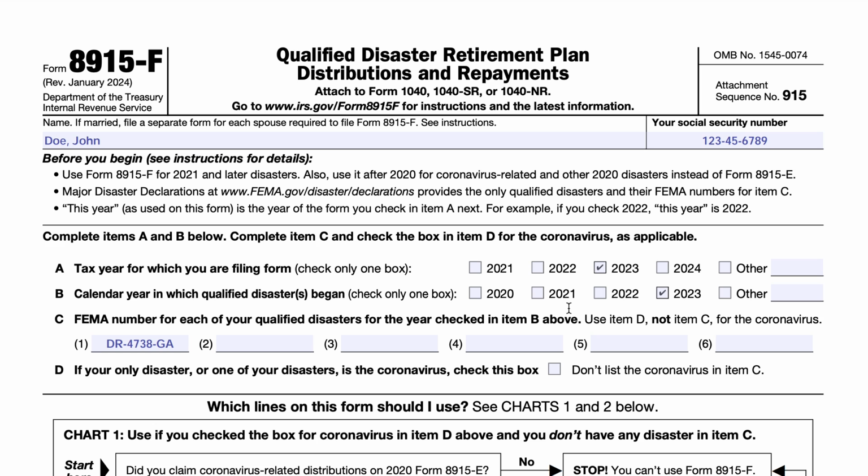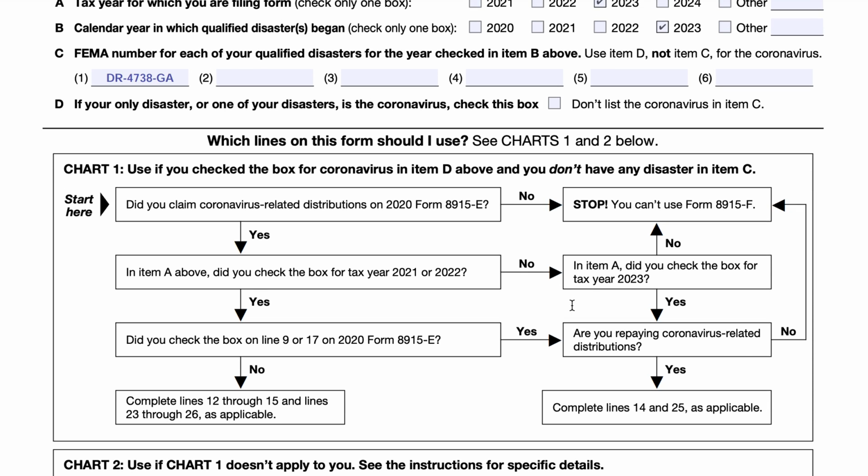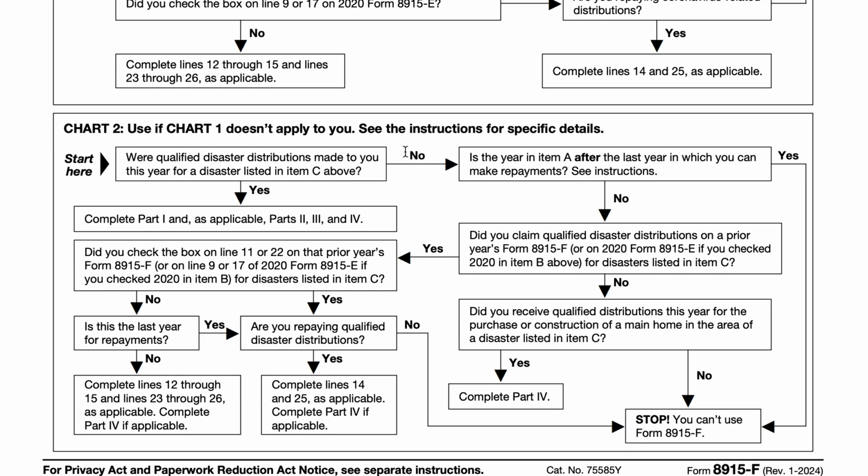So for the purpose of this video, we're going to keep this simple, no reference to coronavirus. The next decision you have to make is whether or not you use chart 1 or chart 2. Depending on which chart you use, you'll walk through the flow chart and then you'll discover which steps you need to complete in this tax form. We're not using chart 1 because we did not check the box in item D above. If one of your disasters is the COVID disaster, you would check that, but we're not checking that, and you would not list coronavirus in item C. So we're going to use chart 2 because chart 1 does not apply to us.